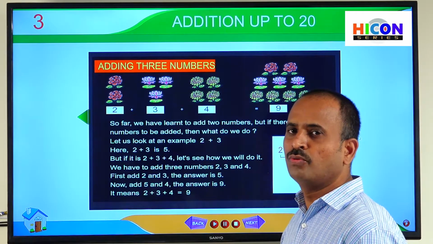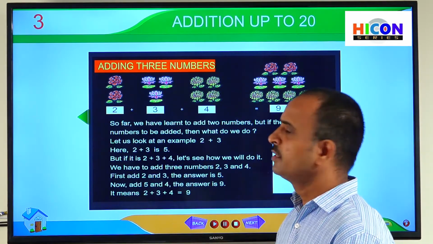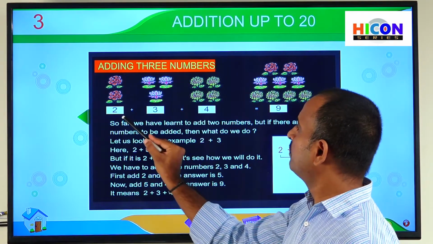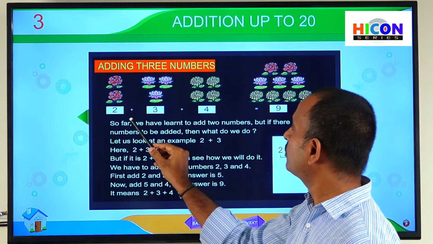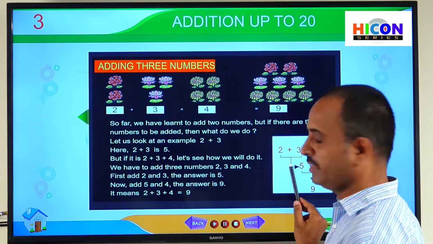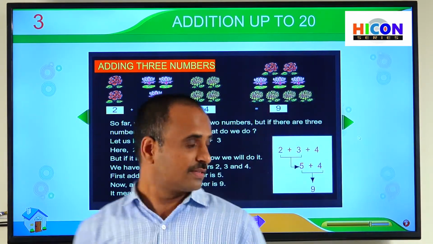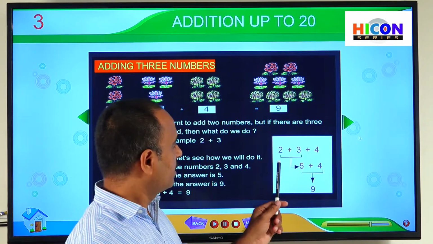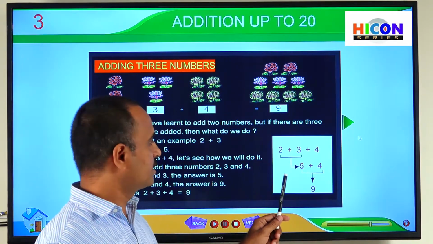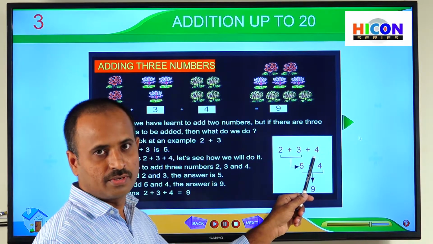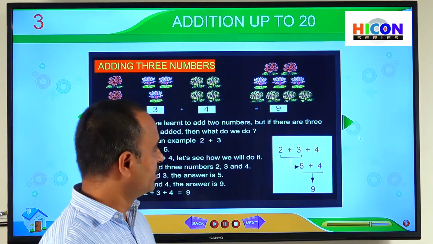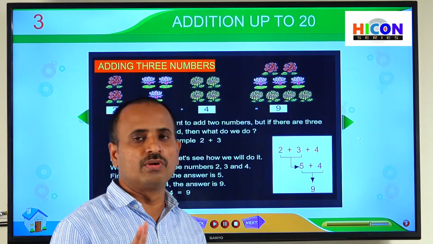Children, do you understand how to add three numbers? So if there are three numbers in the addition, first we have to add the first two numbers, 2 plus 3. So let us see the screen here. You can get a clear understanding. So the three numbers we have to add are 2 plus 3 plus 4. So if there are three numbers in the addition, first add two numbers.